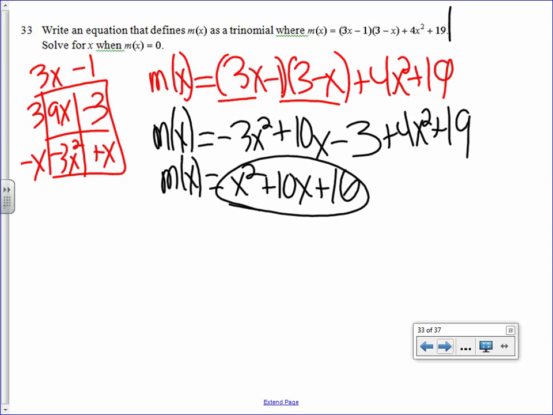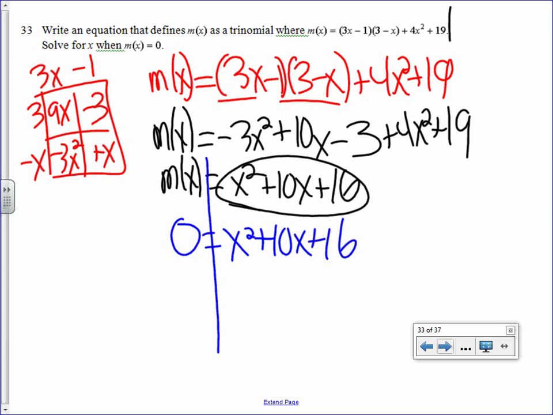Now it says solve for x when m of x equals 0. It's telling me that m of x equals 0, so we're replacing m of x with 0. It wants me to solve it. Mr. X squared, he wants to party. Can he party right now? Yes, because all of his friends are over. What do they want to do at the party? Bubbles. Bubbles mathematically means factors.